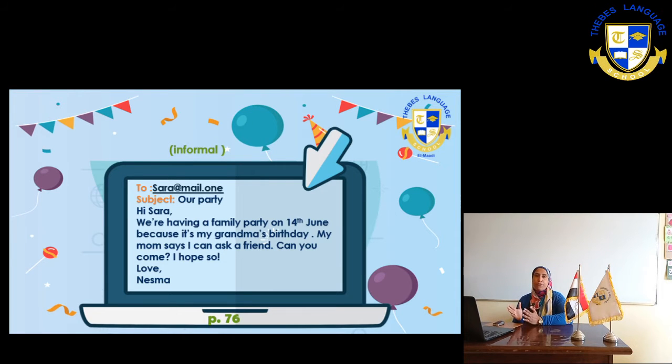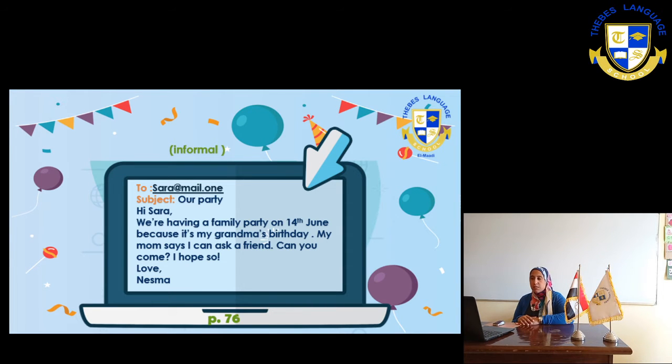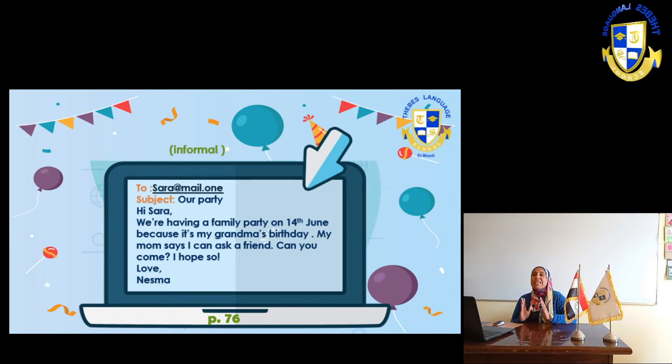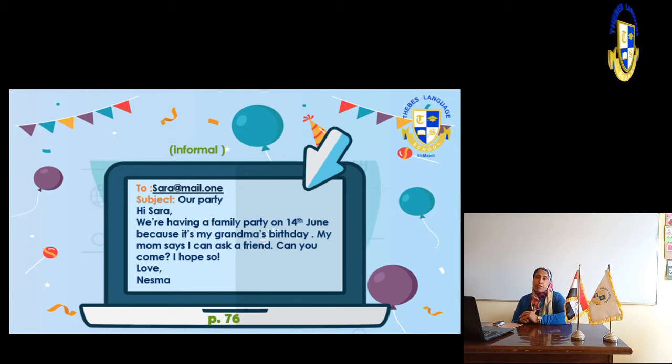Now we're going to find the other picture, which is for an email to sarah@mail.1. It's an email address. Subject is our party. Hi Sarah, we're having a family party on 14th June because it's my grandma's birthday. My mom says I can ask a friend. Can you come? I hope so. Love, Nisma.